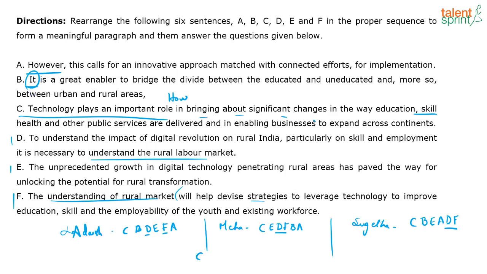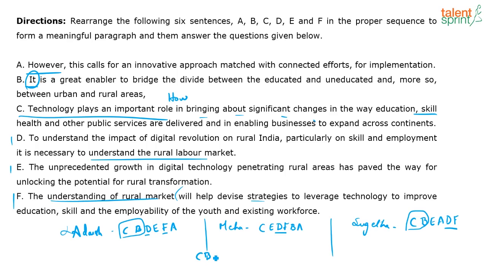It is a great enabler. So, again, Adarsh and Sugeta got this CB link correct. One link you got right. So if somebody asks you what is the first sentence, you will get 1 mark. What is the second sentence? You will get another 1 mark. 2 marks you will get. After that, your sequence is incorrect, right? So CB, super.